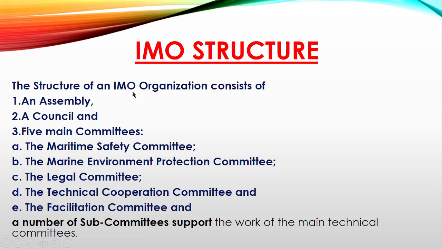We have said that the IMO organization consists of 3 things: assembly, council and 5 main committees. Now these 5 main committees also need a number of subcommittees to support the work of the main technical committees. So basically the 5 main committees are the backbone which provides the smooth functioning of the IMO, and they are helped by a number of subcommittees.